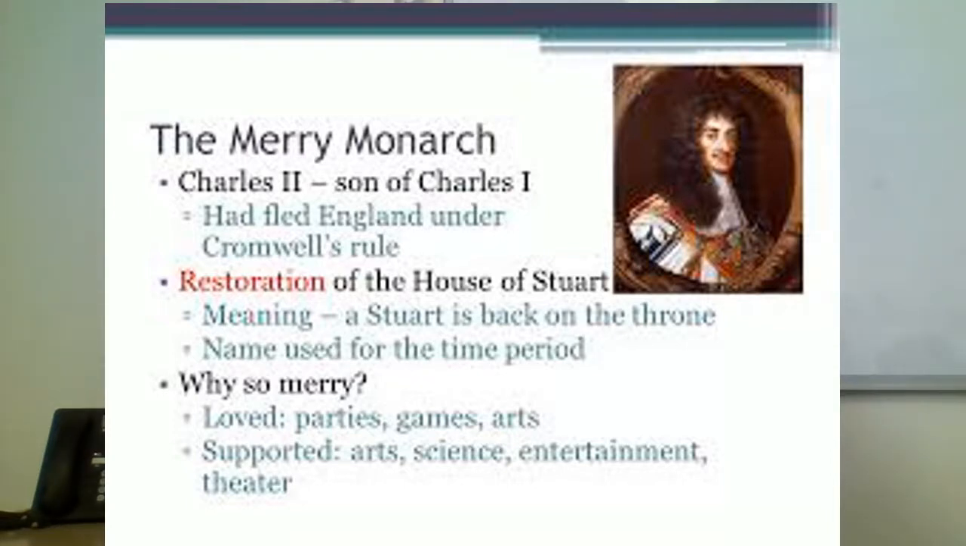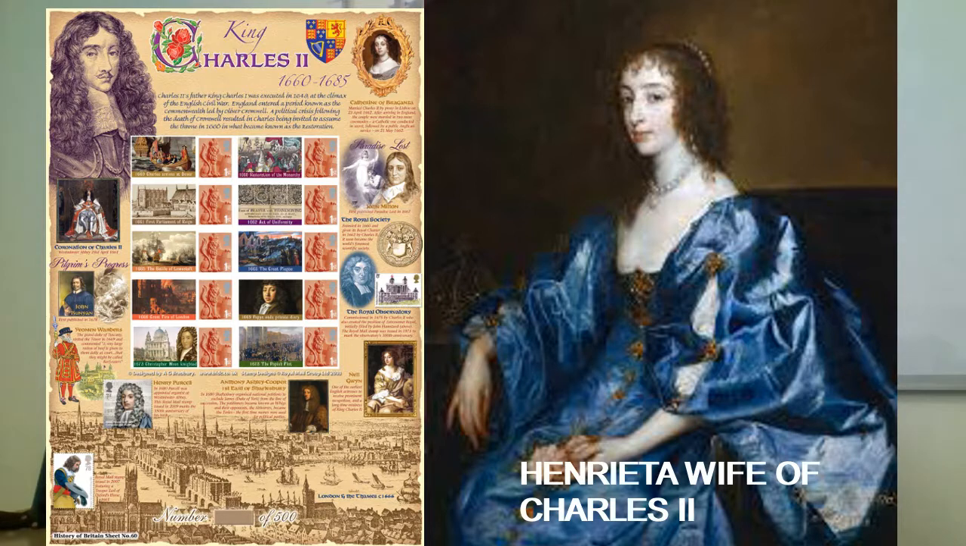Now, the problem of Charles is that he doesn't have children. Well, his wife gets pregnant many times, but it's miscarriages all the time. So he doesn't have an heir. If he doesn't have any kids, the next in line to the English throne is his brother, James, James II. And that is scary because James is a Catholic, and they really are terrified at the prospect of having a Catholic king again.